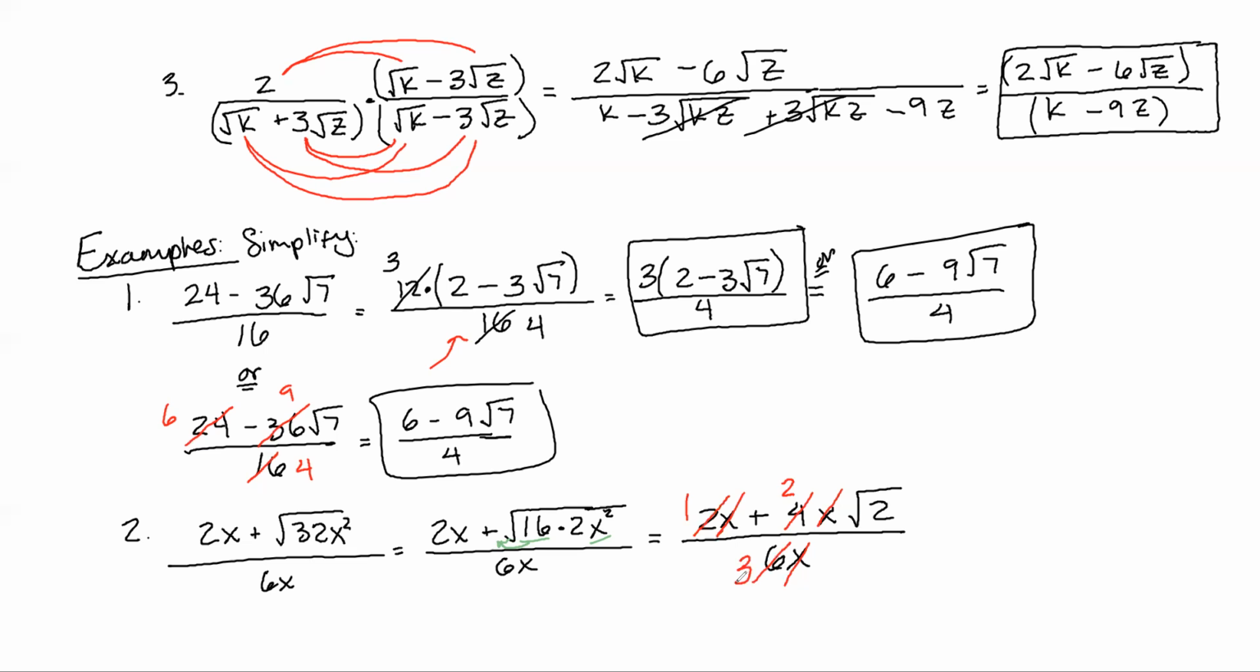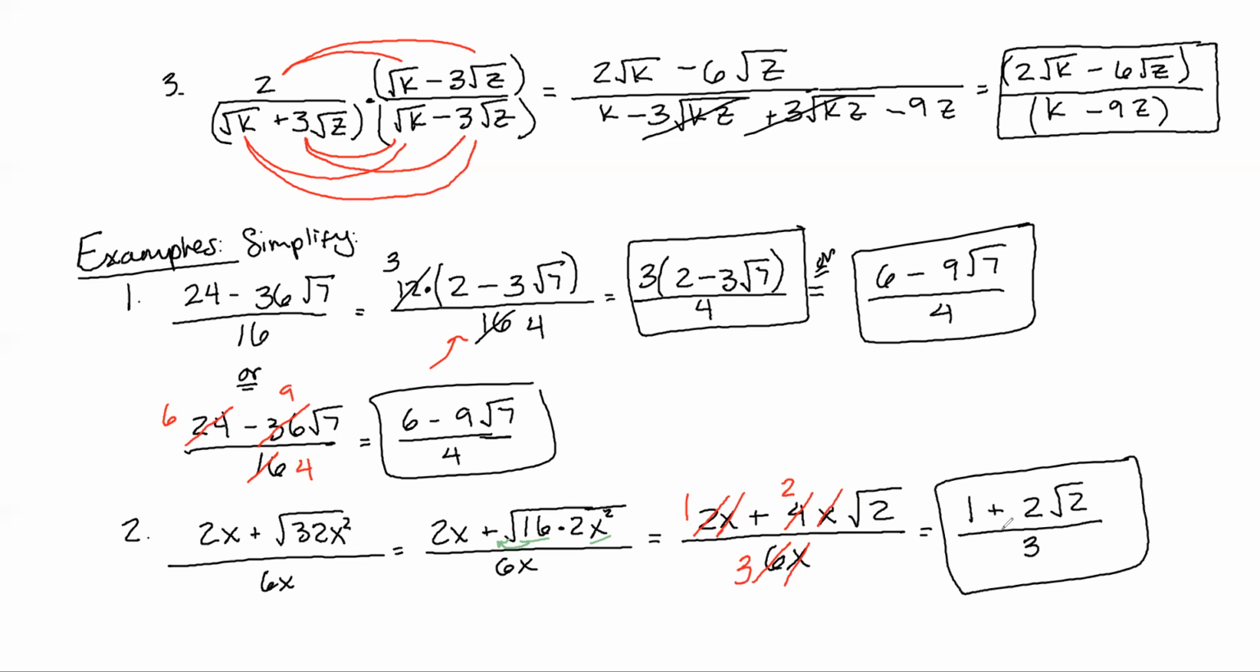Now, this is one that I really want you to be careful with. Notice how I put a 1 here. So we were dividing it by 2. I didn't just cancel out that 2. You want to make sure that 1 is still in the front, plus 2 square root of 2 all over 3.